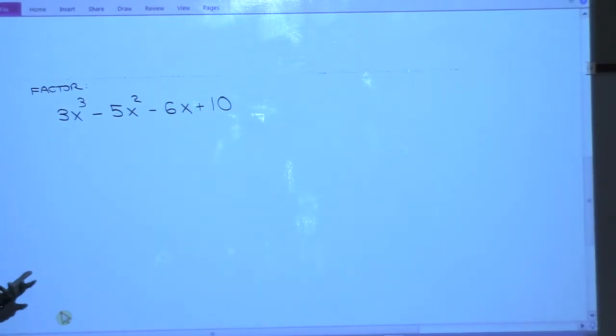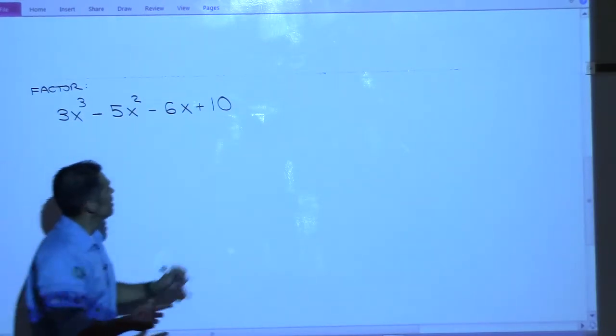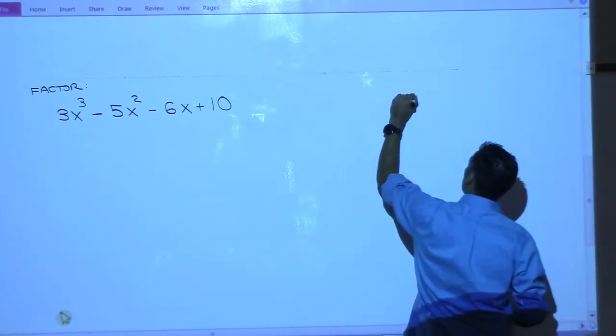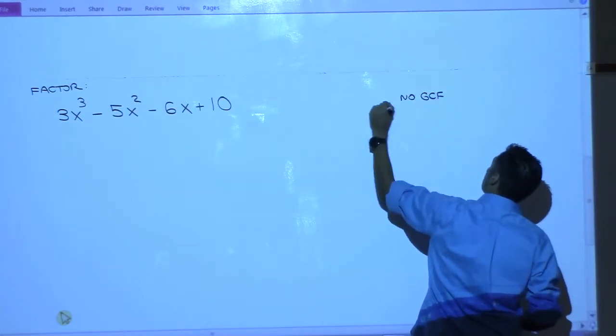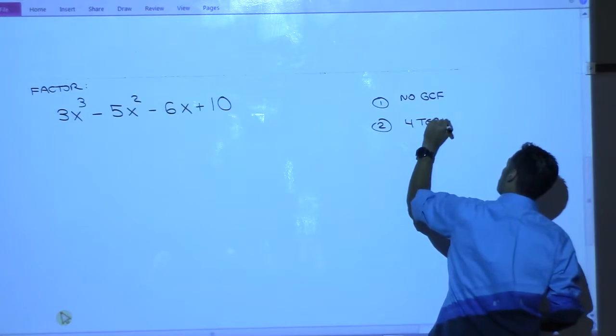Next step, I count the terms. 1, 2, 3, 4, right? So I have 4 terms. So I'll just kind of summarize over here. I have no GCF, right? That was step 1. Step 2, I have 4 terms. And what do I do when I have 4 terms?